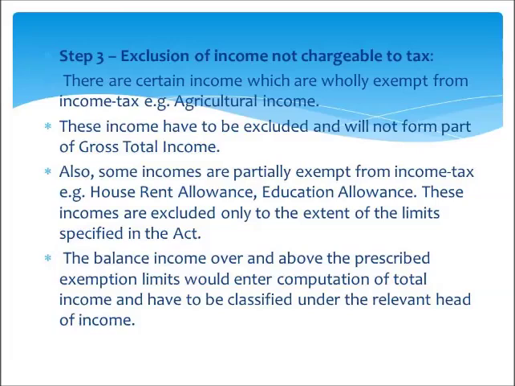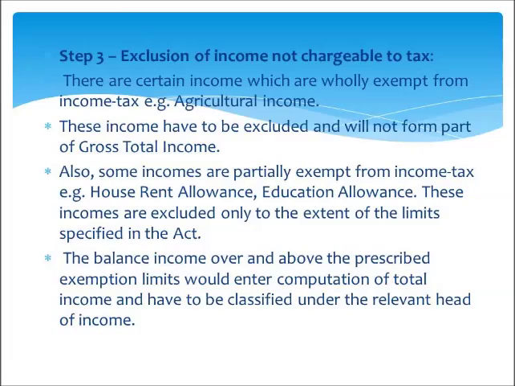Also, some incomes are partially exempt from income tax. For example, house rent allowance, education allowance. These incomes are excluded only to the extent of the limits specified in the Act. Now, there are some incomes which are wholly exempt, like agricultural income, and some which are partially exempt. That is, there is a limit specified in the Income Tax Act that until this limit, these incomes will be exempted, and after that they will be included in the total income.